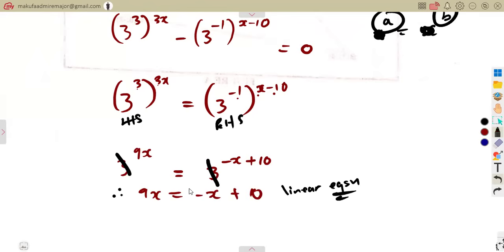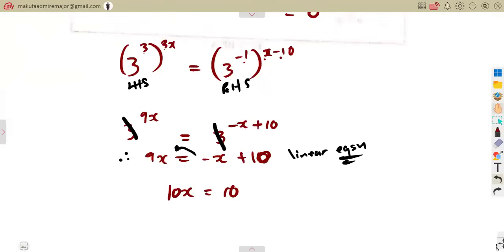We are no longer having anything about exponents. It's now a linear equation, this one. So let's solve for x, guys. Transpose the minus x, this side is a positive. So meaning to say 9x plus x, that is 10x, is equal to 10, divided by 10 by 10. So x is 1. Okay, so x was going to be equal to 1.